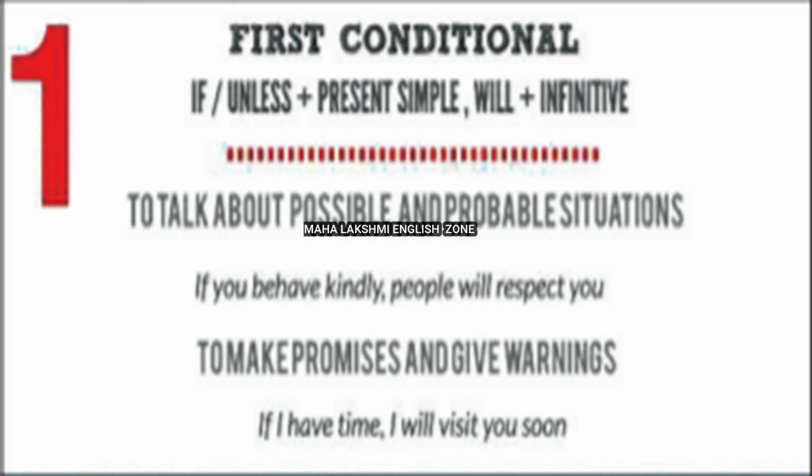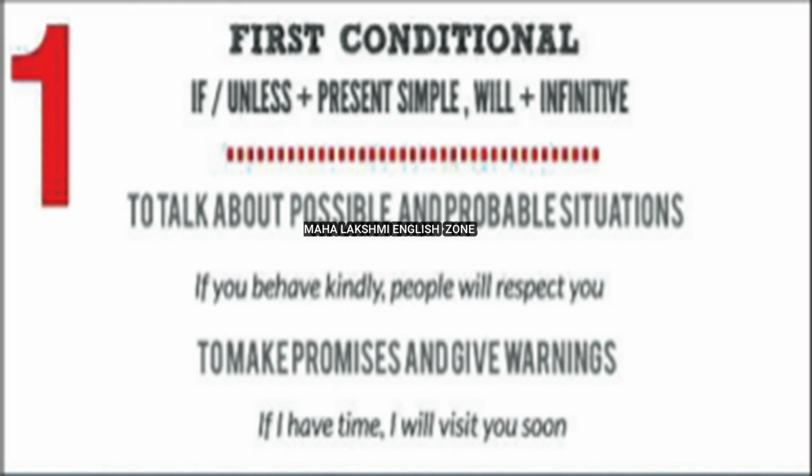So here behave is the present form of the verb, and in the main class I took the form as will plus respect. Then to make promises and give warnings. If you are going to give promises or warnings, we can use the first conditional, that is, if I have time, I will visit you soon. If I get time, I'll visit you. So have is the present form in the if class, and the main class takes the form as will plus verb. So will visit.